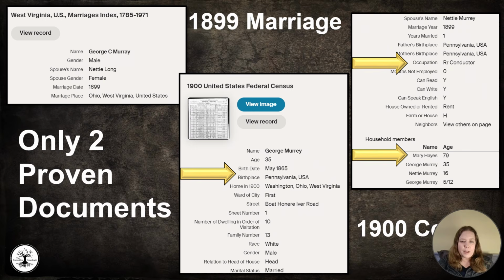I see in the household, because you need to look at everybody in the household, that there's also a 79-year-old Mary Hayes. Could that maybe be his mother with a new husband's last name, widowed, something like that? And I double check her. I follow her to see if there are any other details. Nope, she was just a lodger. That was it. You always need to check though. It also jumps out at me that he's 35 and she's 16.